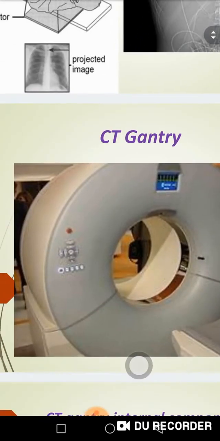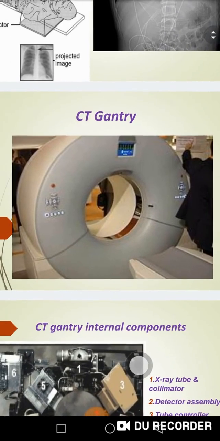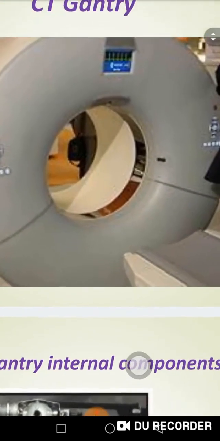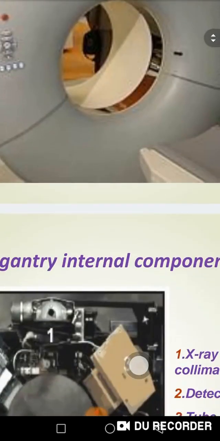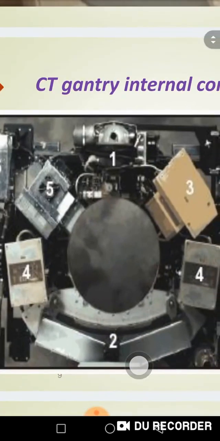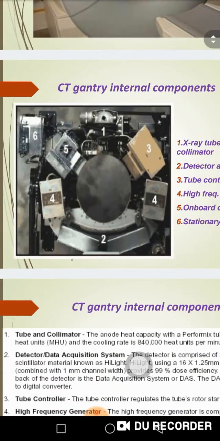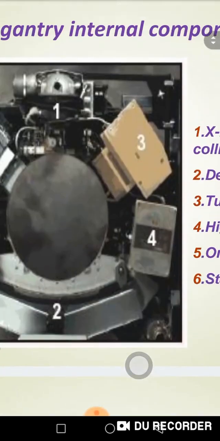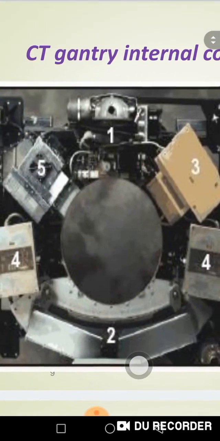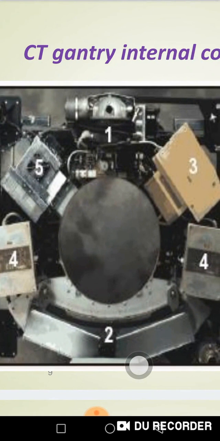Now let's talk about the structure of the gantry and see what's inside. Here is the CT gantry. As we mentioned, we will find the internal components of the CT gantry. Number 1 is the X-ray tube, number 2 is the detector, and number 3 is for me.